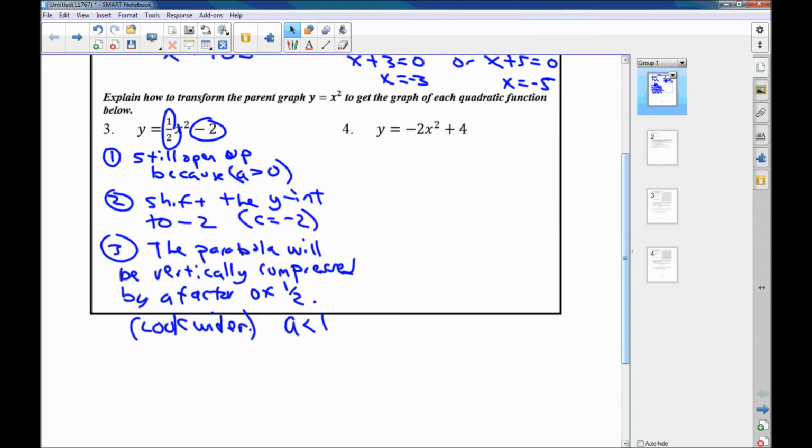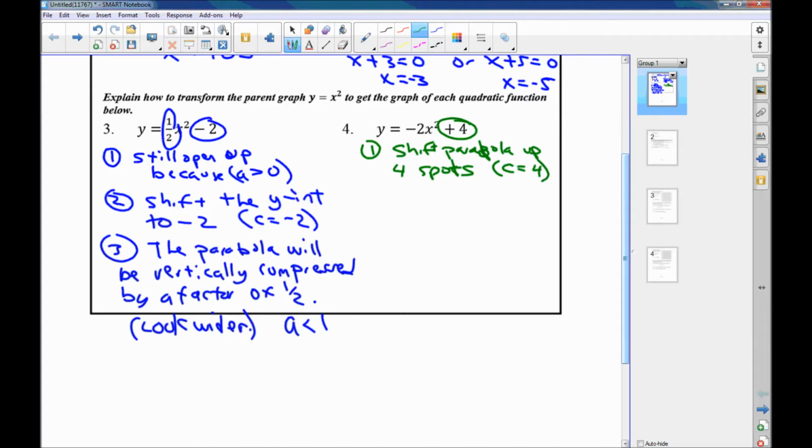All right, for number 4, the first thing we would do is shift the parabola up 4 spots. And that's because c is equal to 4. That changes the y-intercept to 4. Let's see, -2. So now, because of the negative, a's value is less than 0. This parabola will open downwards. So we shifted our parent graph up 4, and then we flipped it so it opens downwards.